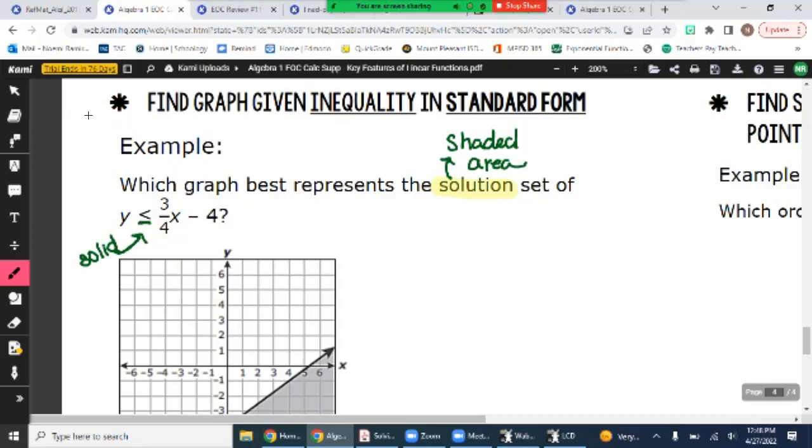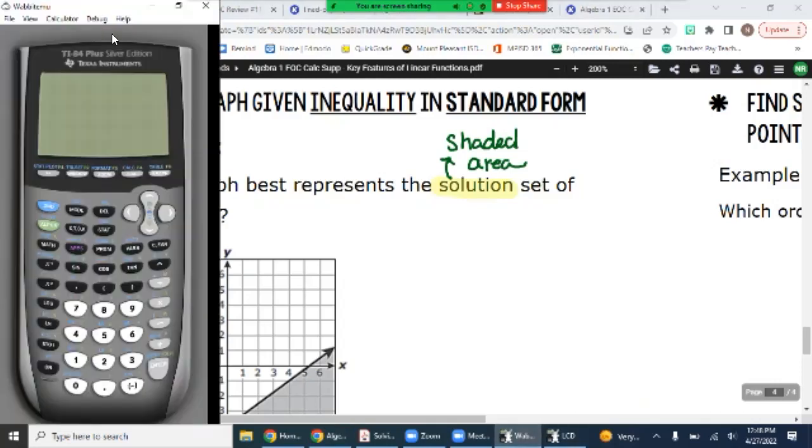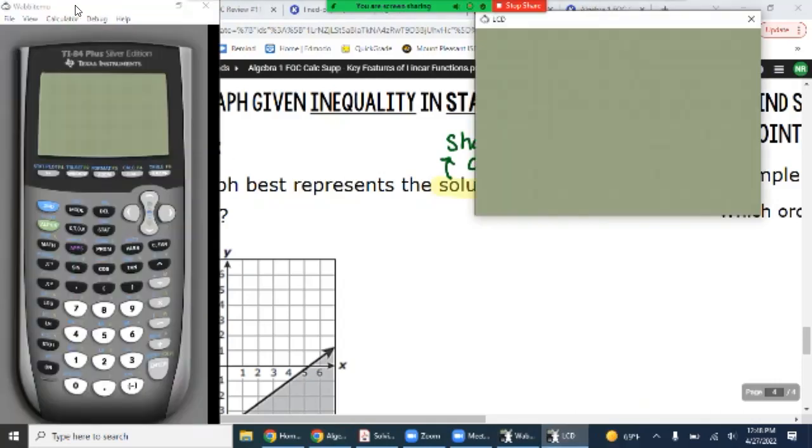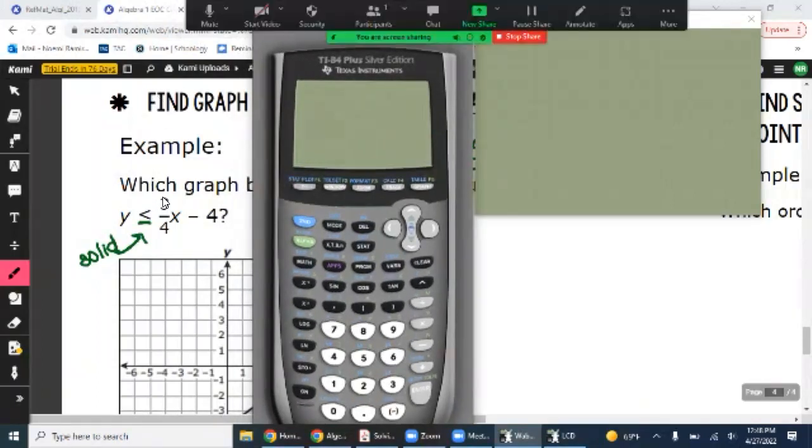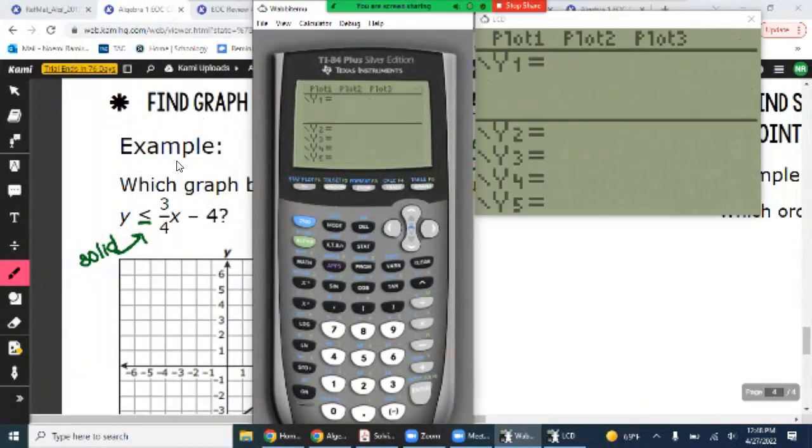So this inequality is solved for y. Anytime we have anything solved for y, y equals. You can use that symbol, and we are going to learn how to use that symbol, but I'm about to show you a whole other trick, and it's going to be awesome. So alpha y equals, put your 3/4 x minus 4. We're using y equals because it's already solved.